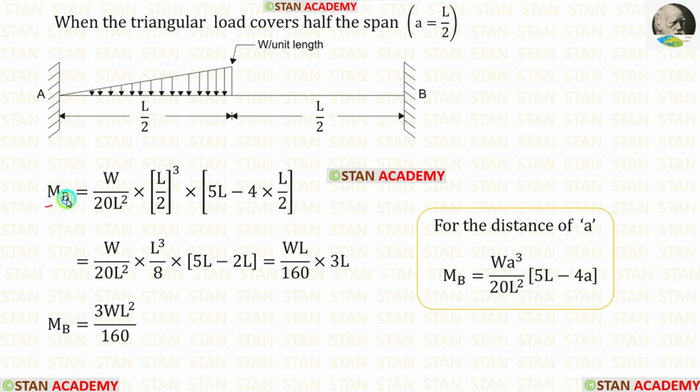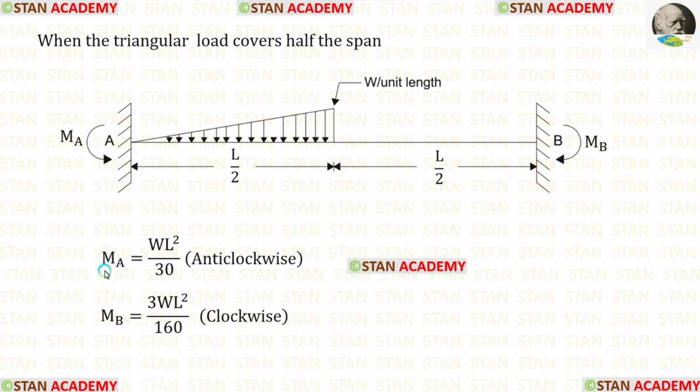Now, let us find MB. For that, in this formula, instead of A, we have to apply L upon 2. We can eliminate this L square. Here it will be L. 5L minus 2L, we will get 3L. Finally, for MB, we are getting 3WL square upon 160. We have made the formulas for MA and MB when the triangular load covers half the span.